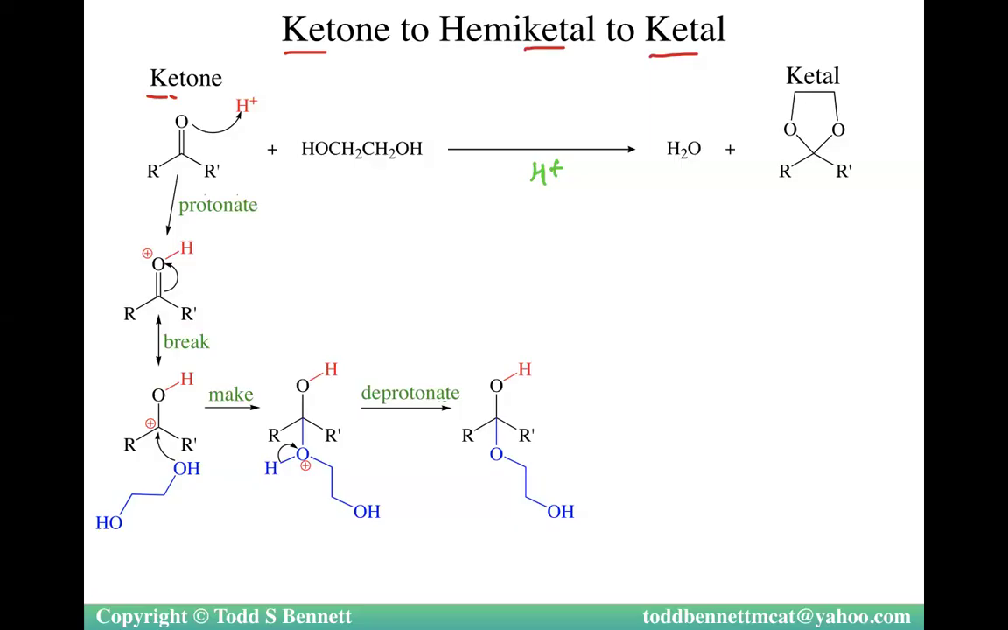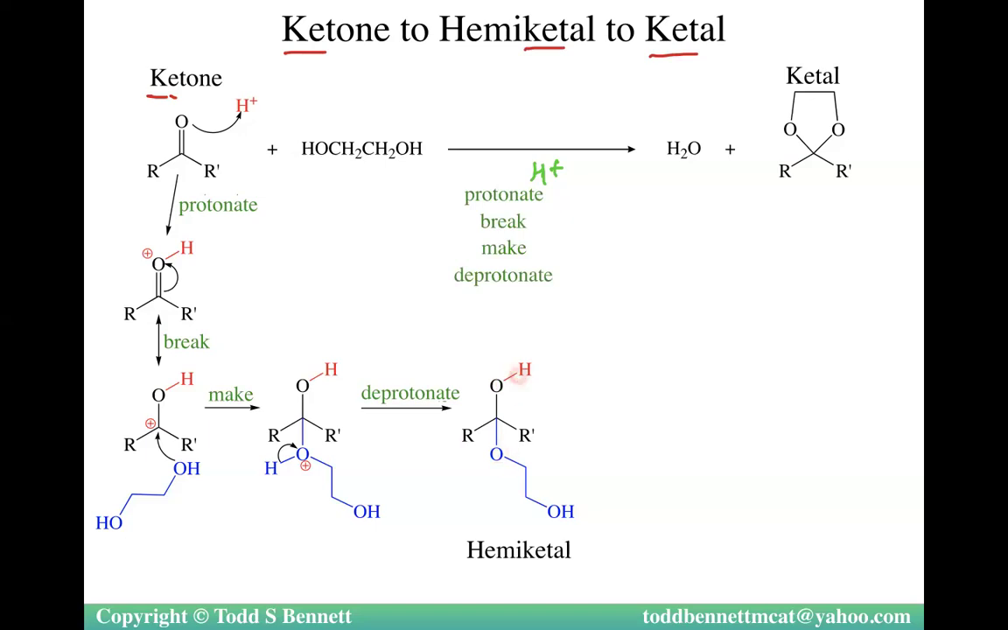So let's inventory. We have the 2 R's from the original ketone, check. 2 bonds to O, 2 bonds to O. This is an OR, but this one is an OH. So we didn't get all the way to the ketal, we're at the hemiketal. So 4 steps, protonate, break, make, deprotonate, got me to the hemi. 4 more steps are going to get me to the ketal. And guess what those 4 steps are going to be? Exact same thing. Protonate, break, make, deprotonate.